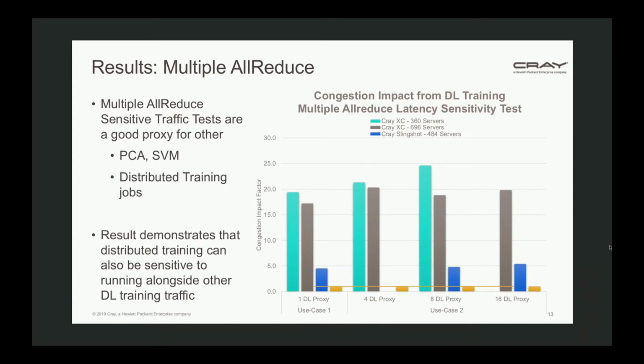On the next slide, we show multiple all-reduce tests. Same thing, it tells you about how distributed training jobs can actually interact with each other. So other distributed training jobs could be running alongside these, and this is telling you what the impact is there, but it basically looks the same as before. And that yellow line with the yellow boxes is the no impact at 1, right? That's what it should be if there was no impact at all.